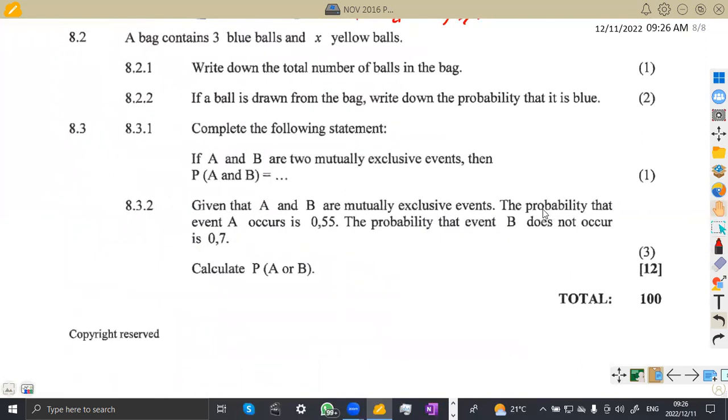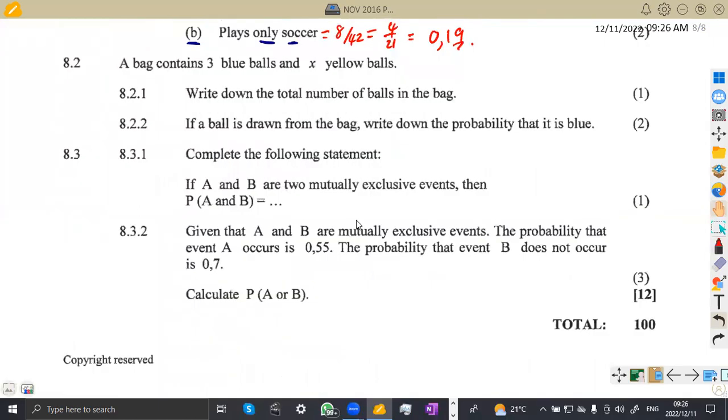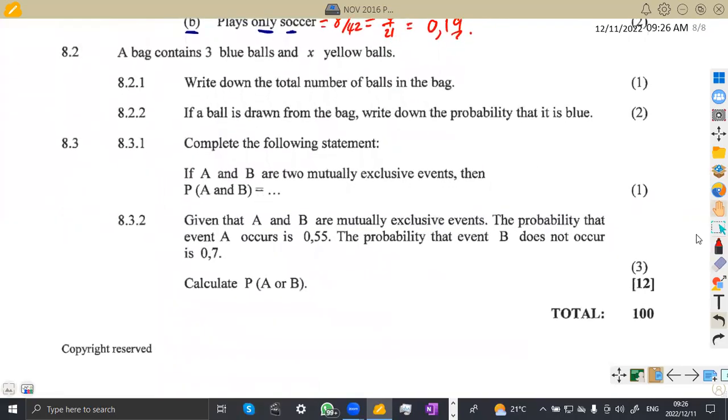On question number 8, we are given that a bag contains 3 blue balls and X yellow balls. Write down the total number of balls in the bag. Okay, guys, we are given definitely in terms of X. These ones, they are 3 which are blue, X which are yellow. So you simply have to add X plus 3 or 3 plus X.